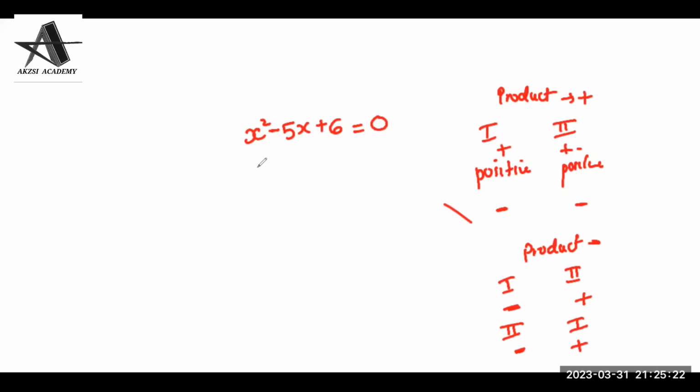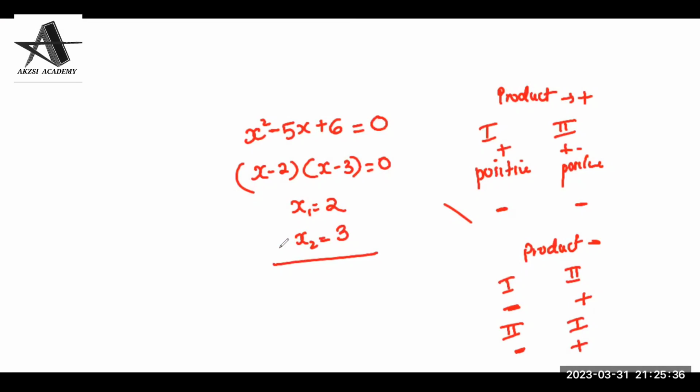x squared minus 5x plus 6 becomes x minus 2 and x minus 3 equals 0. From here, x1 is equal to 2 and from here, x2 is equal to 3. We'll get two different values for x.